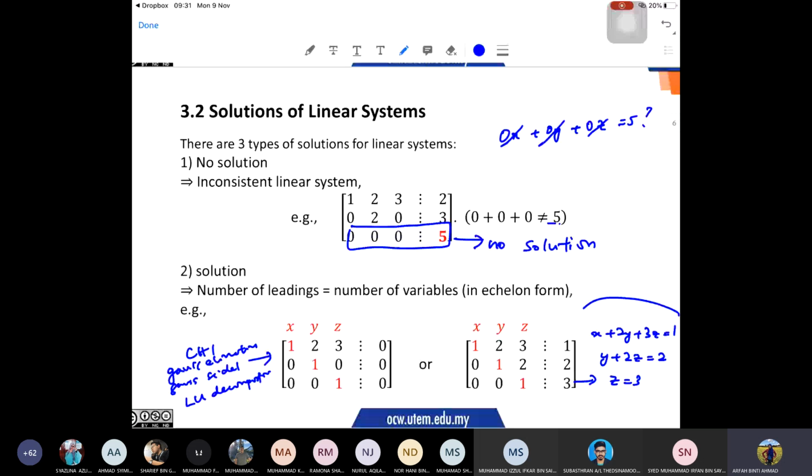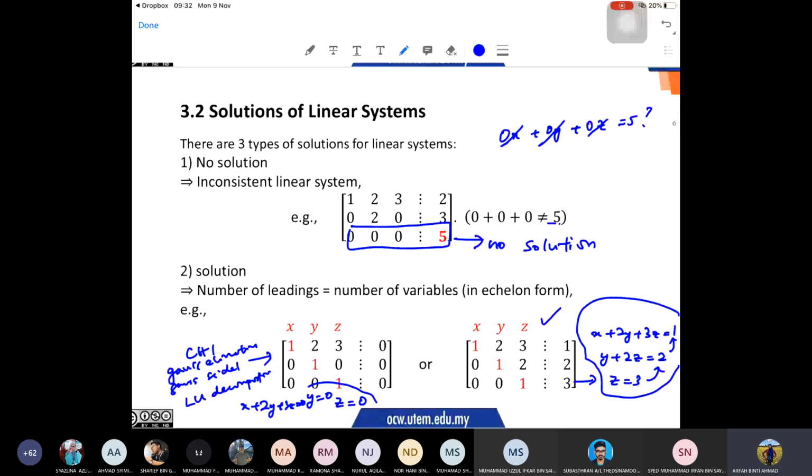Still, walaupun dia kosong-kosong, maksudnya value bagi X, Y dan Z tu kosong. Tapi kalau yang pertama ni, tak logik kan? Kosong tambah kosong tambah kosong dapat 5. Yang itu memang tak ada solution. So yang kita buat dalam chapter 1, this one, 2. Okay. Number of leading equal to number of variables in echelon form.